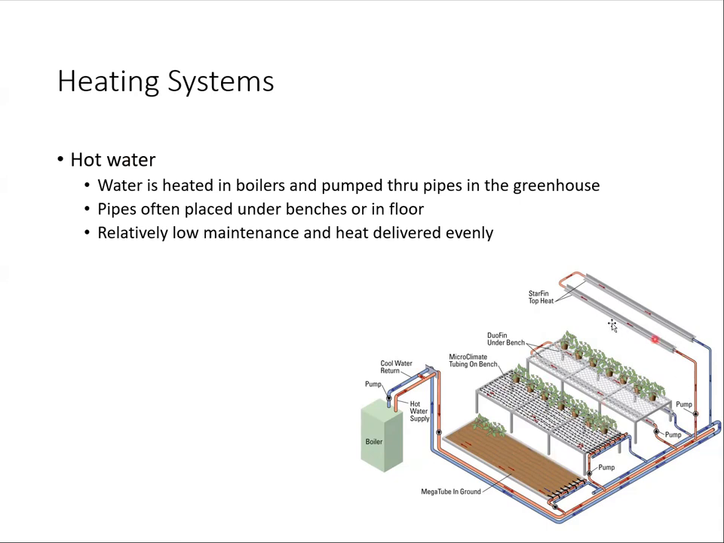You can also pump it up and over, like in the overhead area of the greenhouse. The intent of this is to allow that heated air around the piping that carries the hot water to settle down to those plants. It's relatively low maintenance, and heat is delivered pretty evenly throughout the system as long as it's designed well. If you're going to do a system like this, you need to think through the design of it so that you don't end up with the very last bed being freezing cold, right?